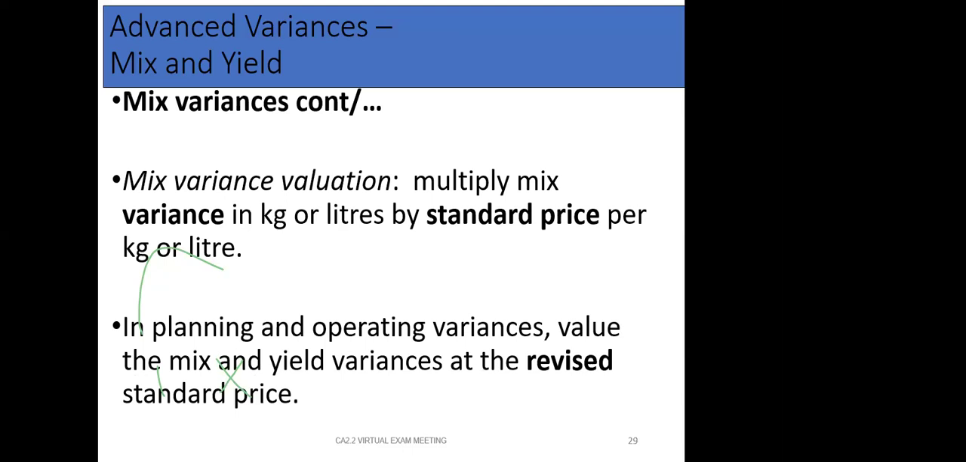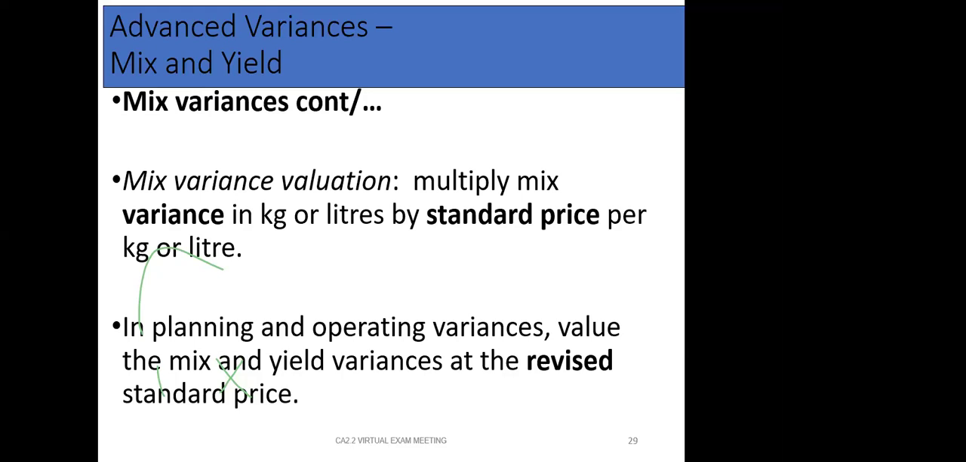Mix variance calculation. You multiply the mix variance in kgs or liters by the standard price per kg or liter. Because the mix variance is coming from the usage variance, you value the variance at the standard price, just like for usage variances. You find the difference between what quantity should have been used and what quantities were used. Then the difference you multiply by standard price.